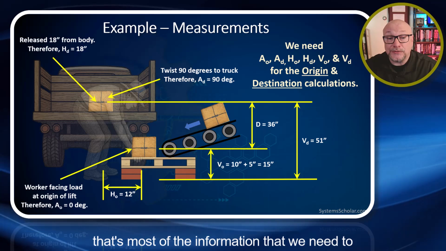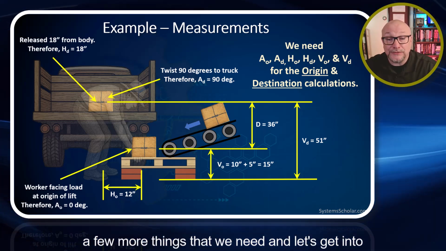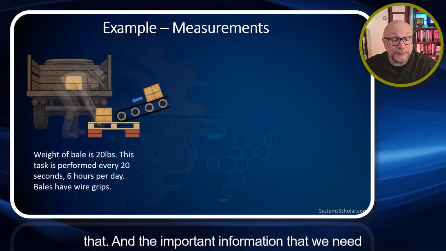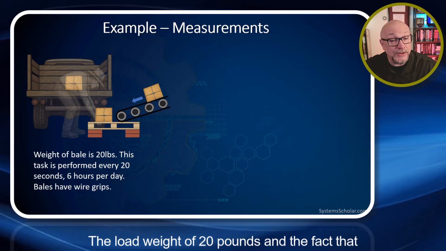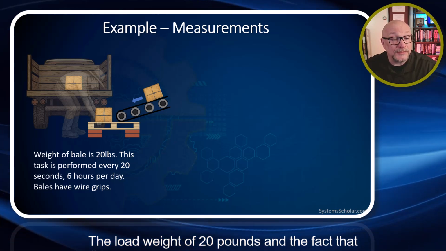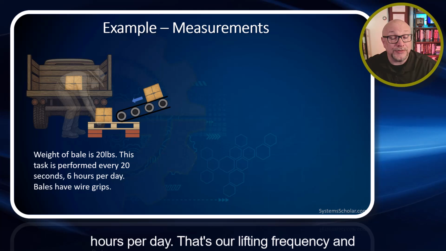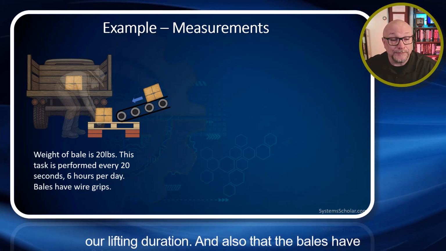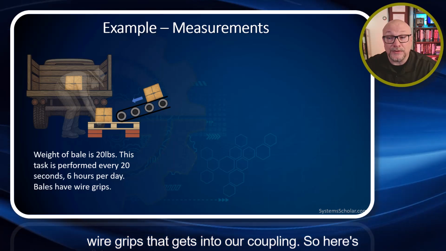So that's most of the information that we need to calculate the NIOSH lifting equation, but there are a few more things that we need, so let's get into that. The important information for these remaining variables is the following: the load weight of 20 pounds, and the fact that this task is performed every 20 seconds, 6 hours per day. That's our lifting frequency and our lifting duration. And also that the bales have wire grips, which gets into our coupling.